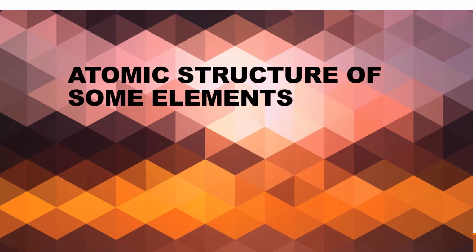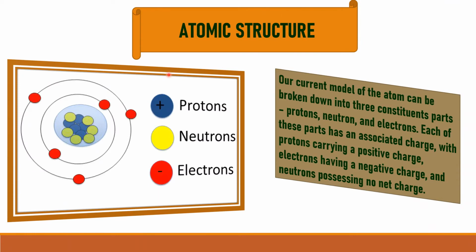So today my discussion topic is atomic structure of some important elements. First, I am starting with the structure of an atom. Our current model of the atom can be broken down into these constituents. These three constituent parts, that is protons, neutrons and electrons.